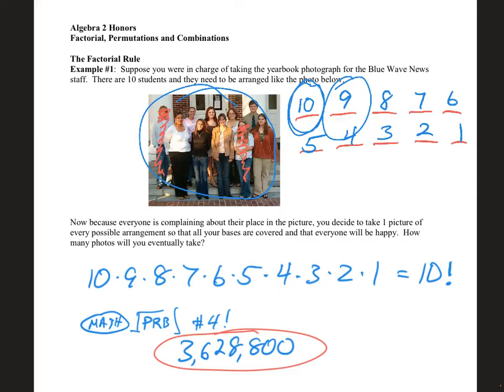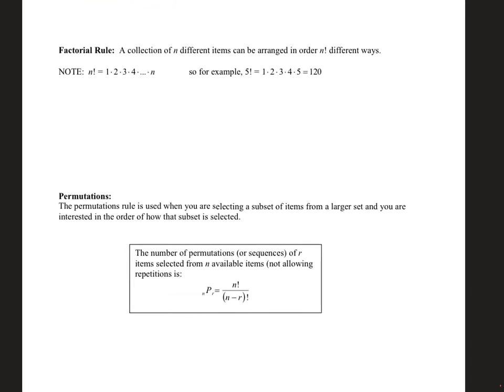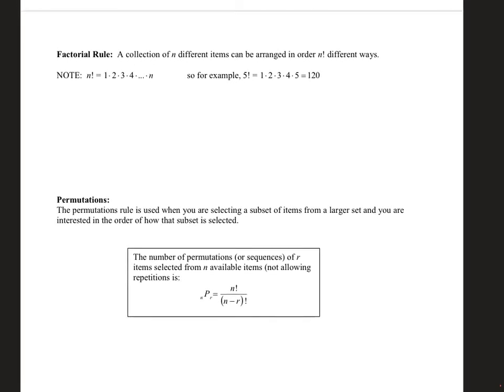3,628,800. That's what you get when you multiply 10 times 9, 8, 7, 6, 5, 4, 3, 2, 1. 10 factorial. All right, now we use factorial. Oh, and then on the next page is the factorial rule, right? So there's a bunch of, here's an example for 5 factorial. And what happens with the factorials is they get very big very quickly.